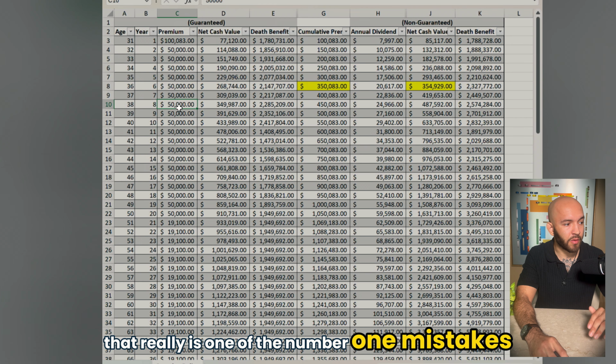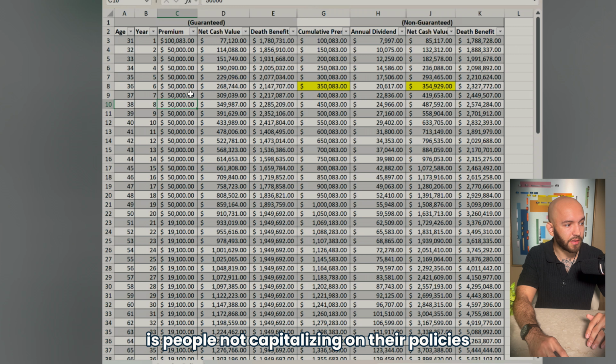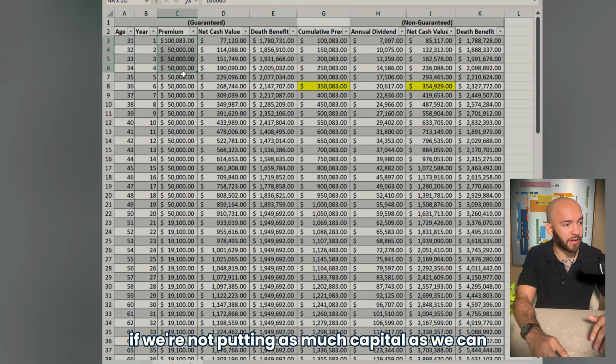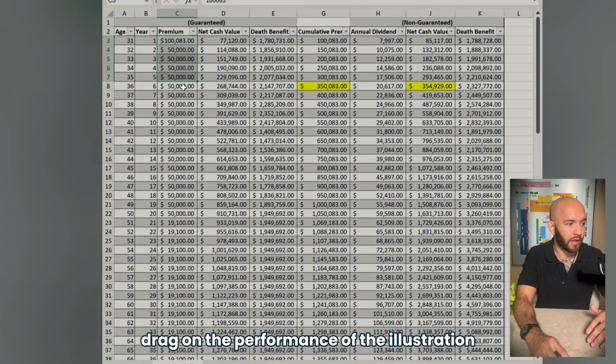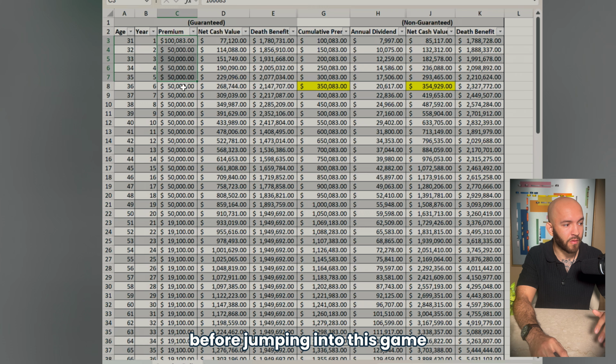That really is one of the number one mistakes that we see in the infinite banking world, is people not capitalizing on their policies. And this drags down the potential of the policy. If we're not putting as much capital as we can inside this policy, it's going to, of course, drag down the performance of the illustration. Not necessarily bad, just something you need to be cognizant about before jumping into this game.